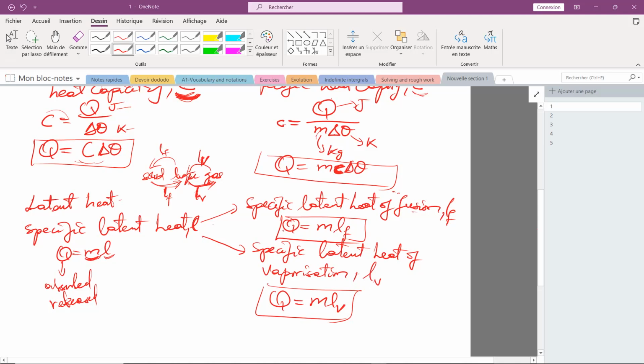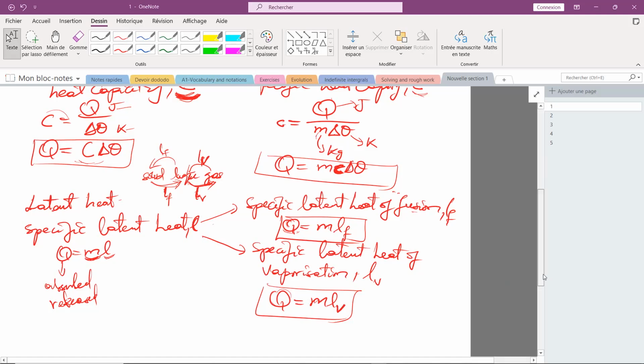To calculate the energy absorbed or released whenever you are going from solid to liquid, this is the formula. Energy absorbed or released equals the mass of the substance times the specific latent heat of fusion. To calculate the heat absorbed or released when you are going from liquid to gaseous state, or from gaseous to liquid state, the formula is heat absorbed or released equals the mass of the substance times the specific latent heat of vaporization.